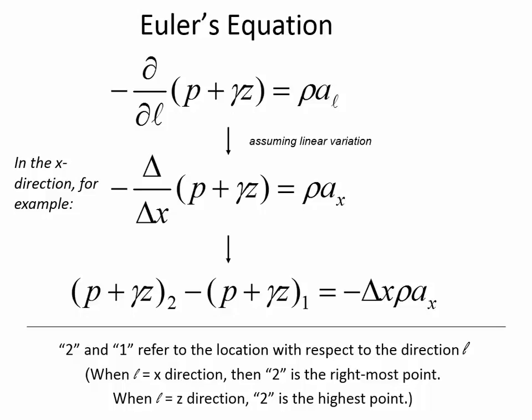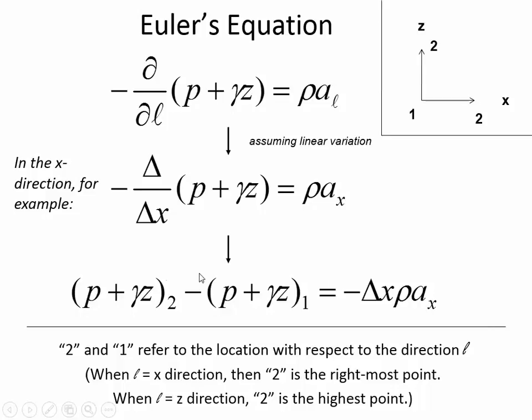general assumption, sort of our directions. The standard convention is that whatever location is further to the right, in the x direction, we're going to assign as location 2. And whatever has the most elevation, when we're considering acceleration in the vertical direction, will be location 2.